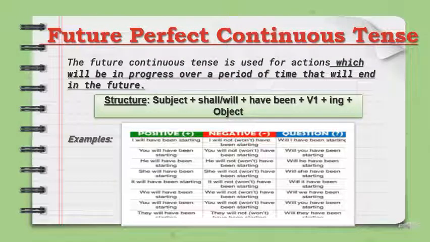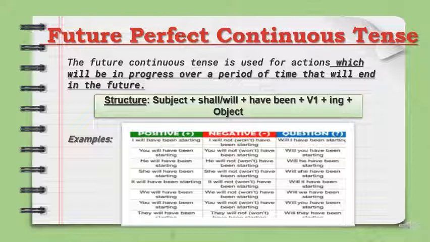We are on the last type, that is future perfect continuous tense. It is about the actions that are in progress for a specific time in future. The structure will include have been plus V1 plus ing because it is continuous with the object. For example, he will have been living in Canada.